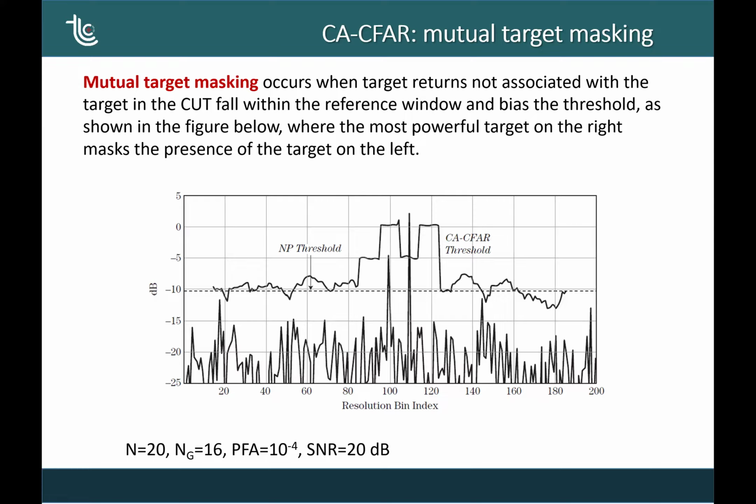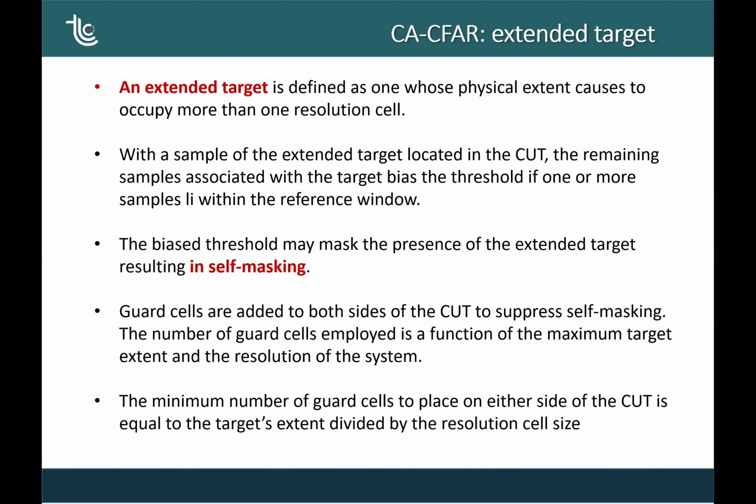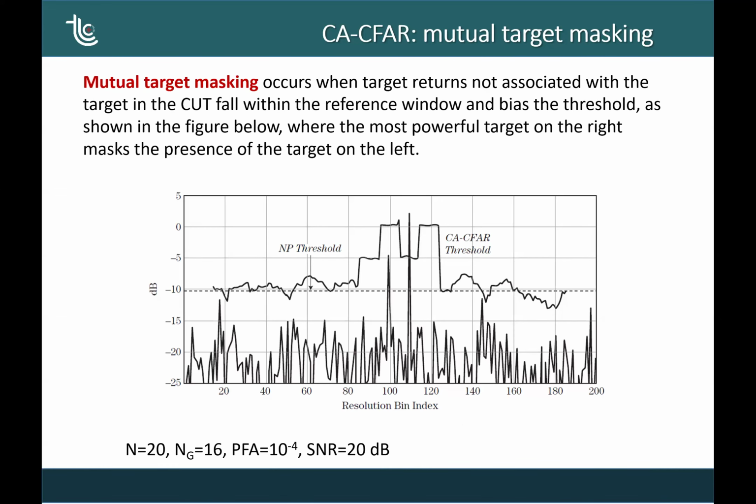So this is possible when there are two targets, or even more targets, that are close to each other, and then one target, the most powerful target, masks the weaker targets. Now, there is also another case that we should consider. So far, we have only considered point-like targets. So targets that occupy a single range cell.